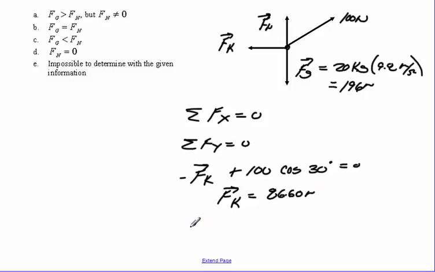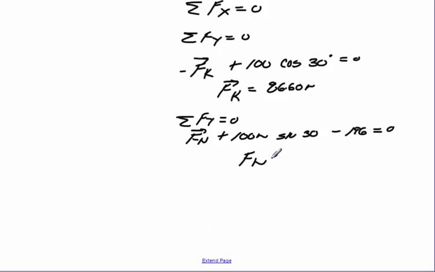Now to find the other ones, we can do summation of forces in the y direction. So that equals 0. When I do that, I'll get my normal force going up here, plus 100 newtons times the sine of 30 degrees minus 196 is equal to 0. We will solve for F normal. So I get 100 times the sine of 30 minus 196, and that means F normal must equal 146 newtons going up like that.